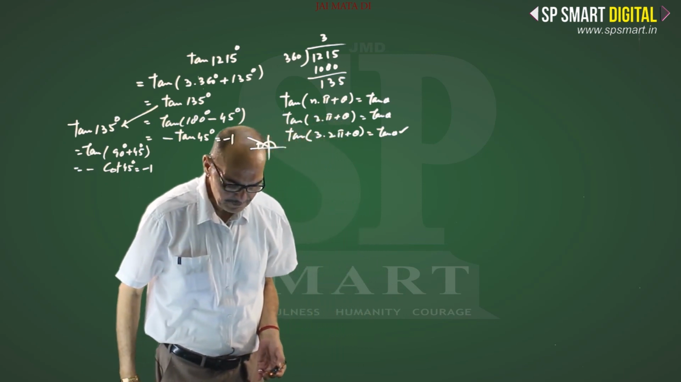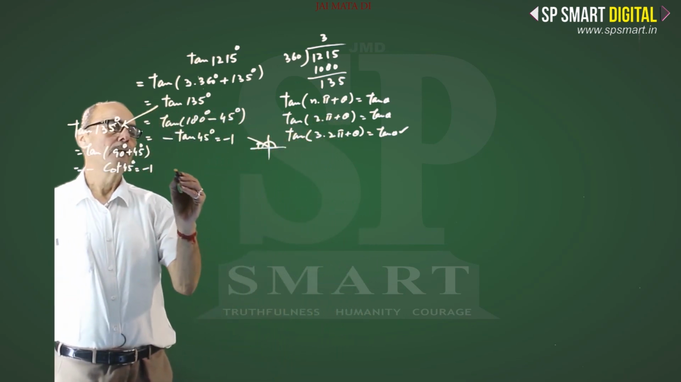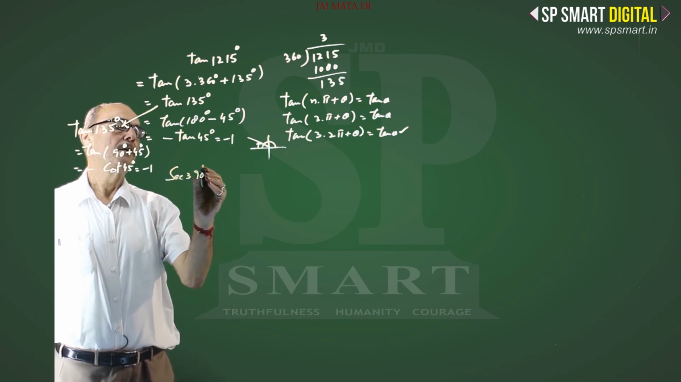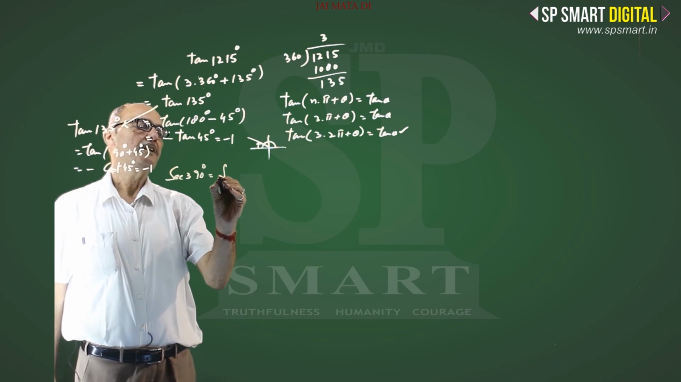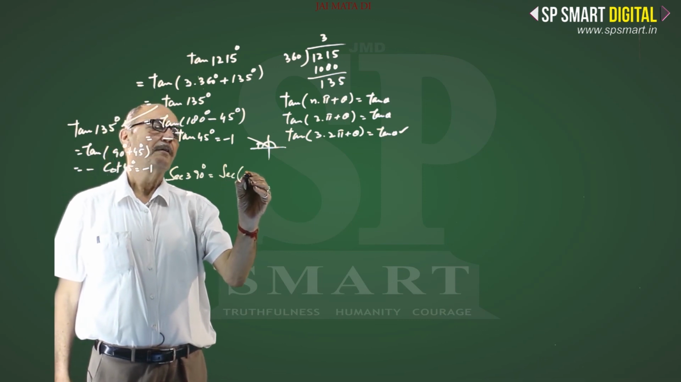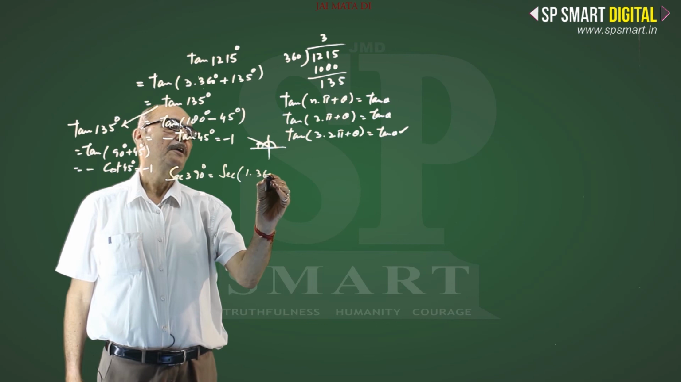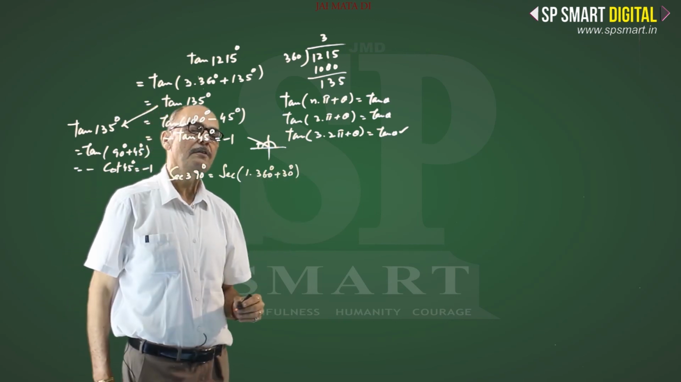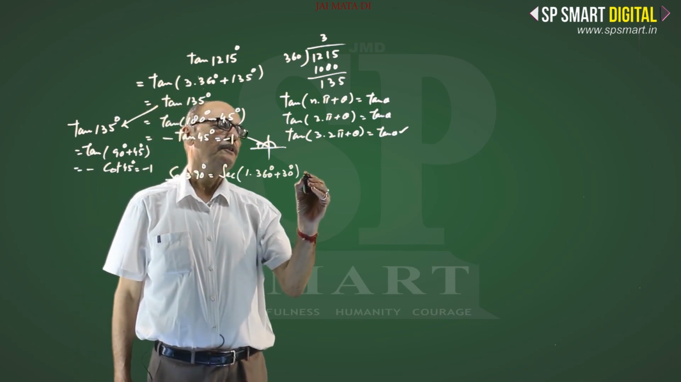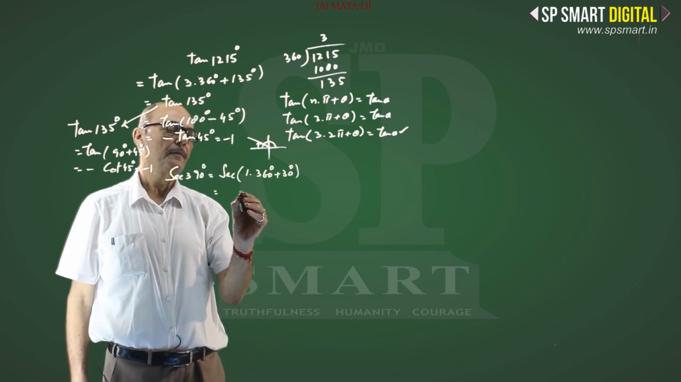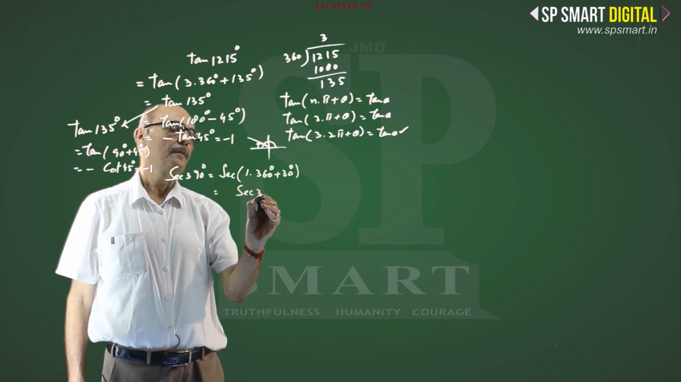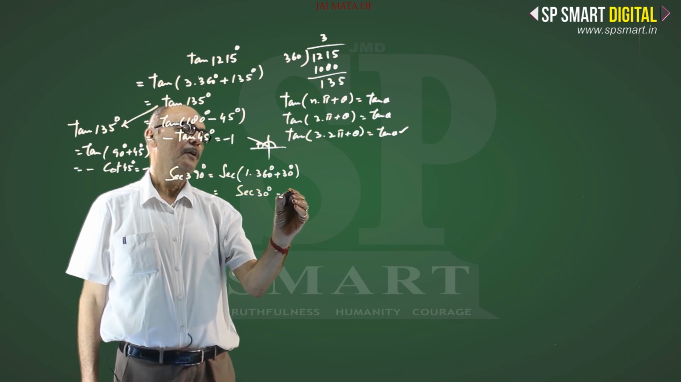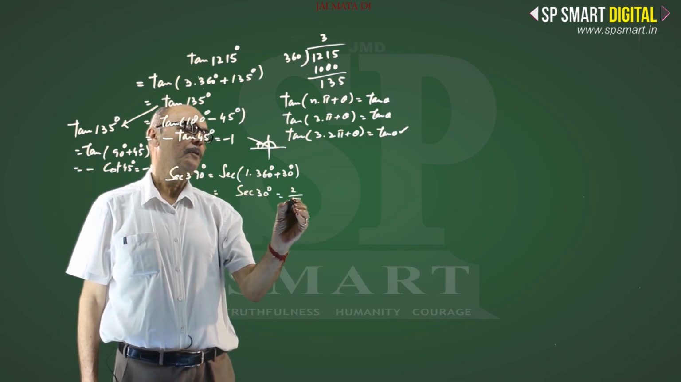I take more examples on secant of 390. Now, this can be done as secant of 1 into 360 plus 30, which is equal to secant of 30 degree, no change, and secant 30 degree is 2 upon root 3.